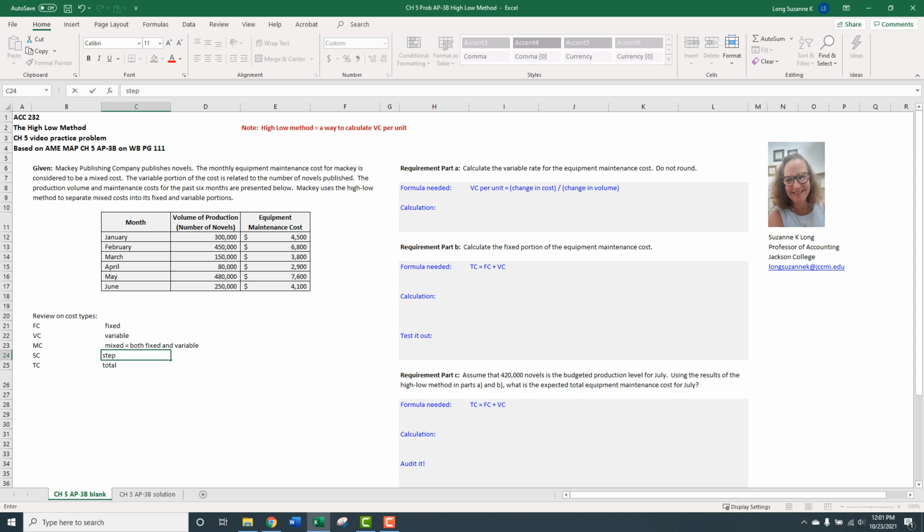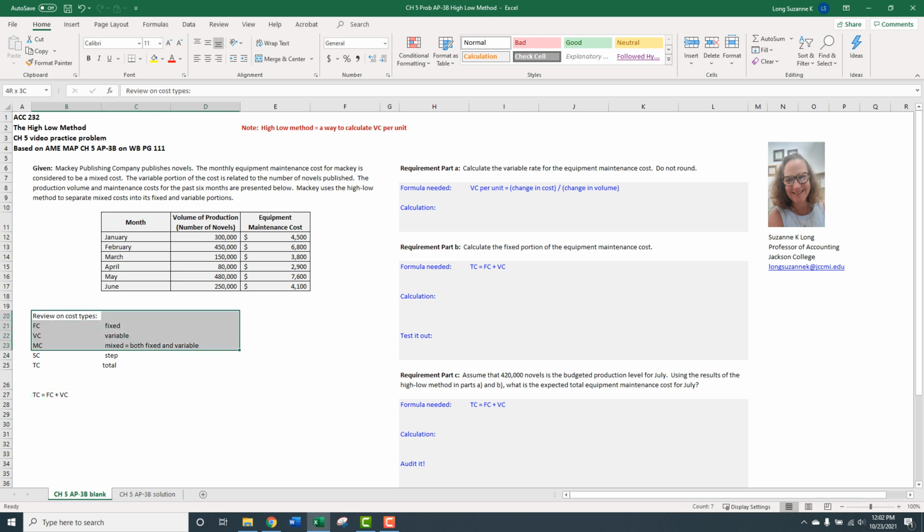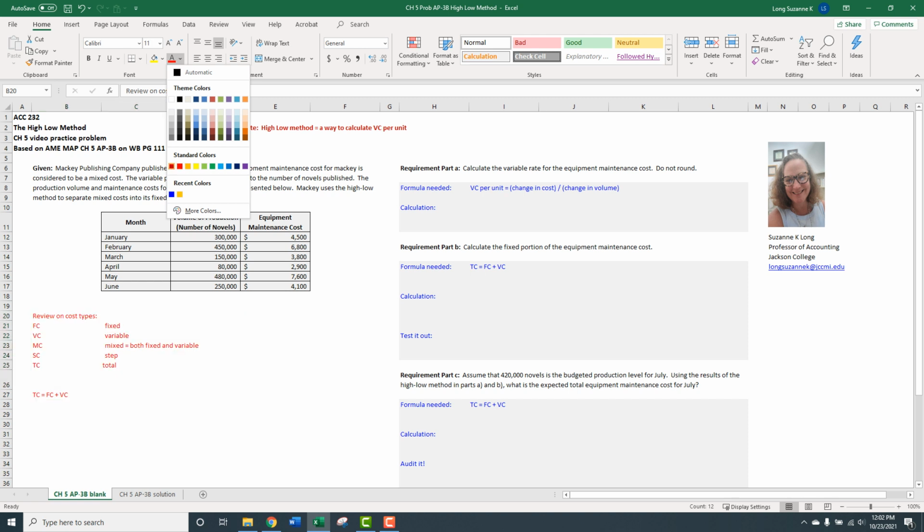Step. Step maybe I shouldn't have introduced yet, but step costs are in stages depending on how much volume or production a company has. So those are the types of costs. And one formula that we're going to look at in our work is that total cost is made up of fixed plus variable. We're going to see that relationship over and over again. Total cost is made up of two categories of cost, fixed cost and variable cost. So just a little quick review on cost types.